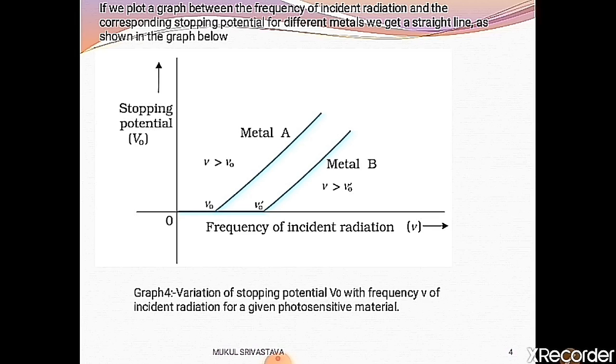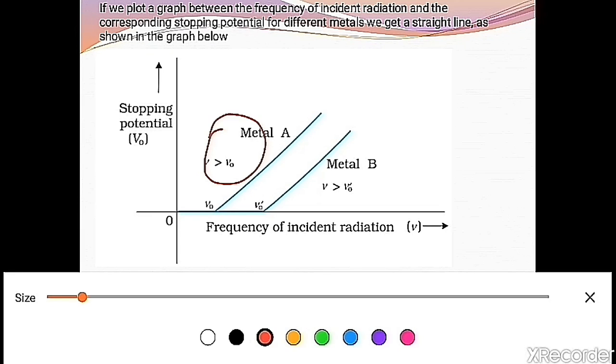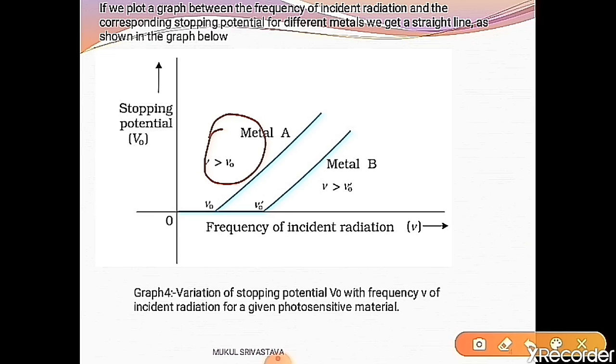Now this minimum cutoff frequency nu naught is called the threshold frequency, and it is different for different metals. In the graph, for metal A, the cutoff frequency is nu naught. This nu naught represents the cutoff frequency of metal A, and it is also called the threshold frequency. But for a different metal B, the cutoff frequency is nu naught dash, represented by this. So the cutoff frequency is different for different metals.